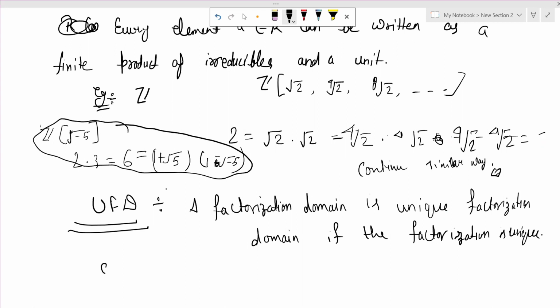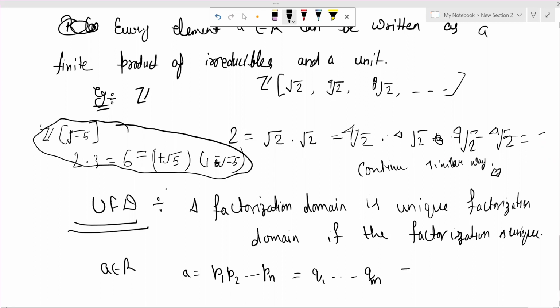Suppose a belongs to R and a has two factorizations: a equals p1, p2, ..., pn, a product of irreducibles, and this equals q1, q2, ..., qm. What this means is that m should be equal to n, and pi and qi have to be associates. What is the meaning of associate? Pi has to be equal to some qj times a unit, because the order may not be the same. Meaning pi should divide qj and qj should divide pi, right? Yes, that is the meaning of associate. There should exist some unit u such that pi equals qj times u. So pi should be associate to qj for some j.